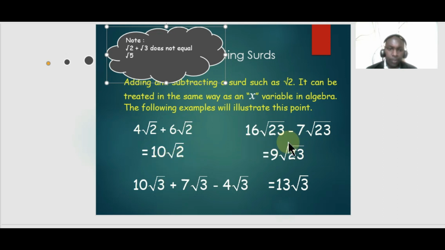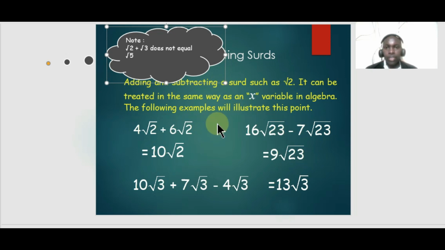In this example, my surd is root 23. So I replace this root 23 with any algebraic variable. So I use x. So this one will be 16x minus 7x, which will give me 9x. Then I remember that I have substituted my x with root of 23, so I have my answer as 9 root 23. So that is how we add surds.